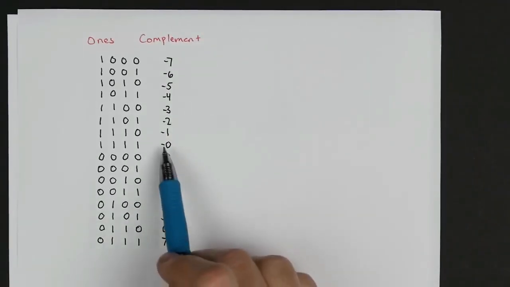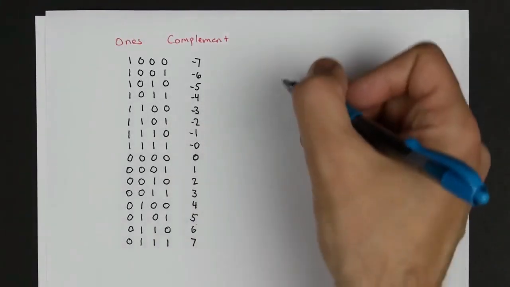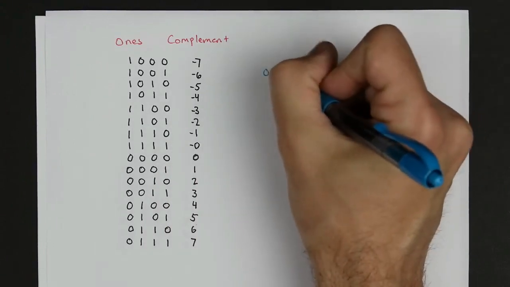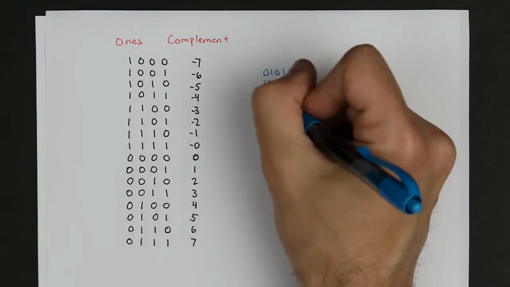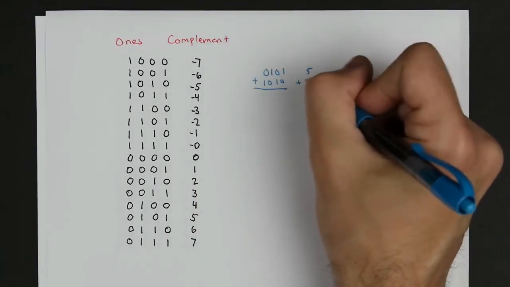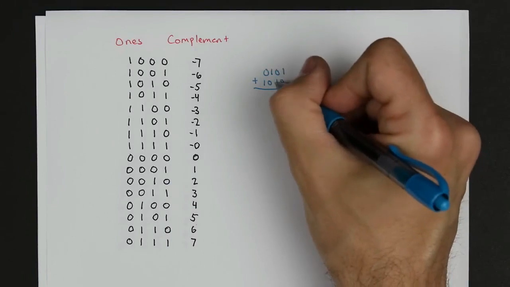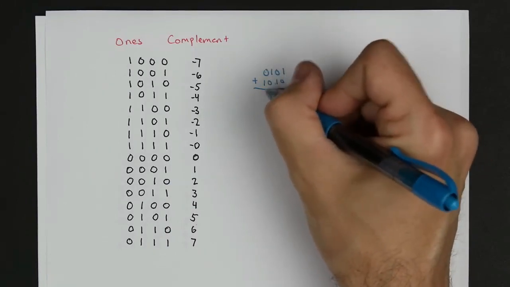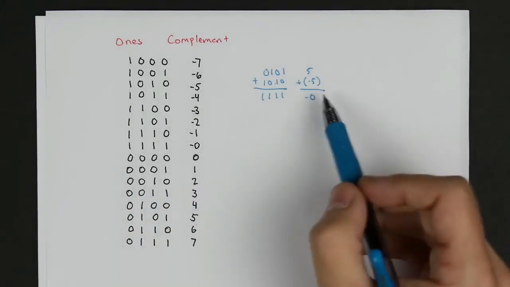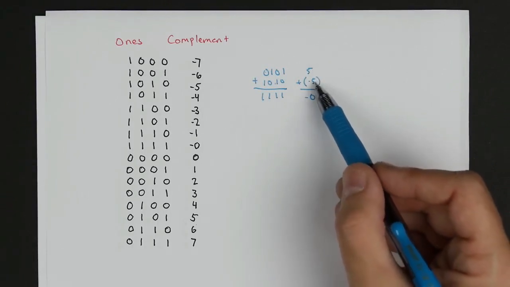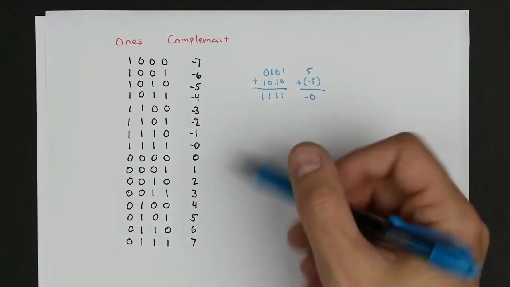So we still have this kind of strange thing where we have negative 0, and we'll come back to that in a minute. But what we can do is try to add some numbers. If we add 5, 0, 1, 0, 1, and negative 5, 1, 0, 1, 0, what we end up getting is 1 plus 0 is 1, 0 plus 1 is 1, 1 plus 0 is 1, 0 plus 1 is 1. We get 1, 1, 1, 1, which is negative 0. So that's closer, right? 5 minus 5, you'd expect to get 0. Negative 0 is, I guess, the same thing. So that's pretty good.